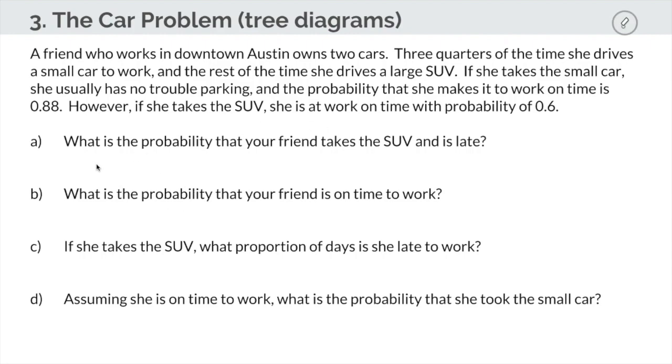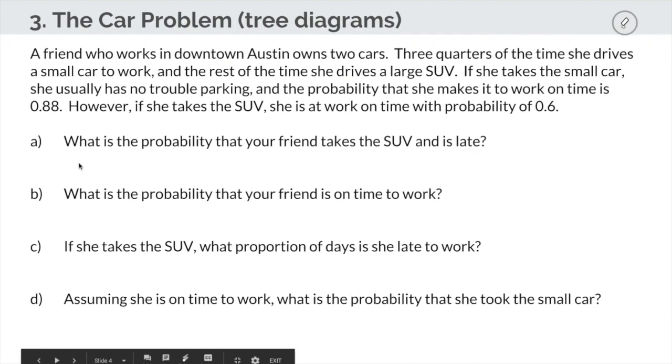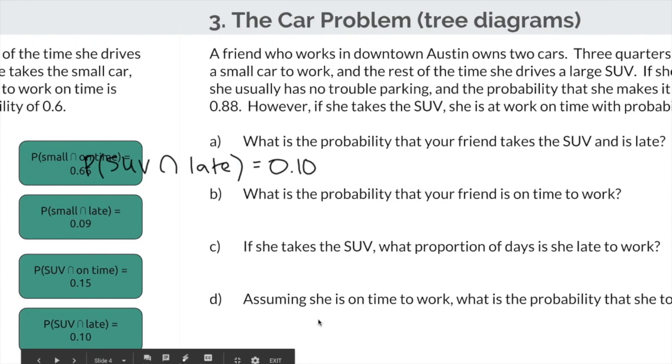So for part A, we just want to know the probability that our friend takes the SUV and is late. Well, we actually already calculated that. That was one of our four "and" probabilities. So the probability that she takes the SUV and is late is down here. It's just 0.10. So I'm going to rewrite that out in notation, but we've basically already answered that question. And again, we got that just by multiplying the probability of SUV times the probability of late when she took the SUV.